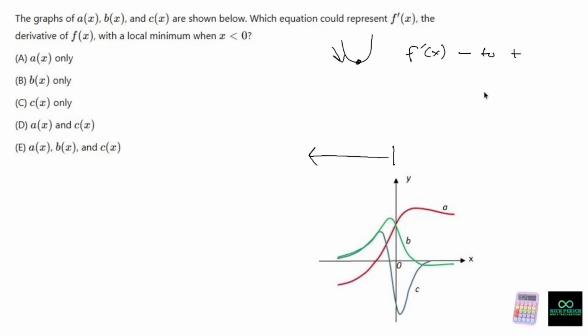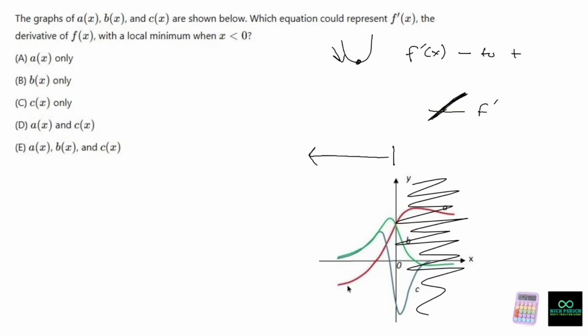In other words, the derivative is going to cross the x-axis starting below it and then going above it. So we need something that looks like this. Since these are all going to represent the derivative, I need something that looks like that. Also, I only care about it happening when x is less than 0, so none of this matters. So it looks like the only graph that does that is this red one, and of course I covered it with my pen. The red one is A.